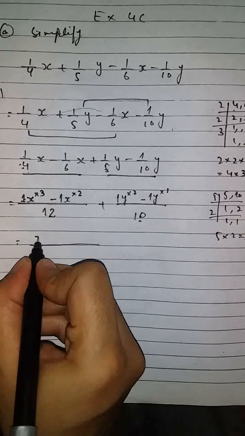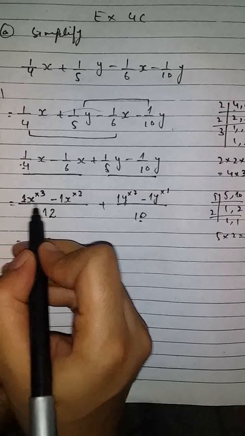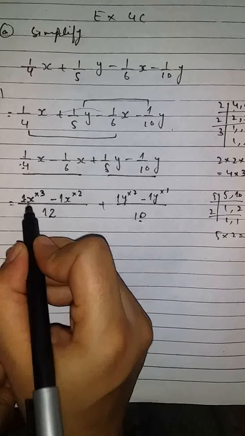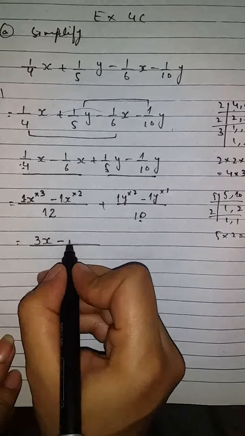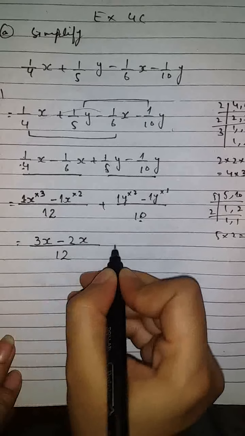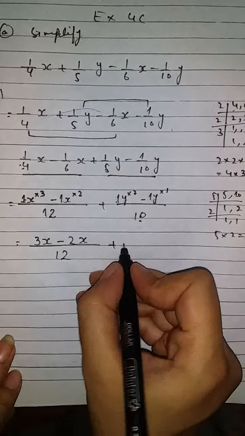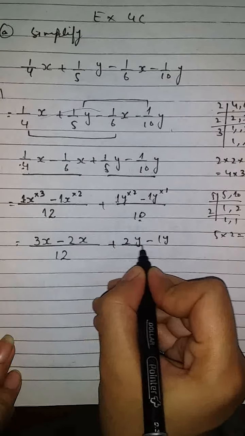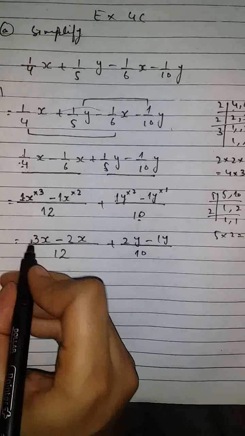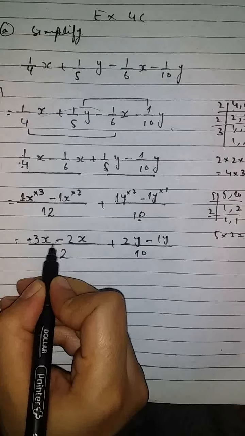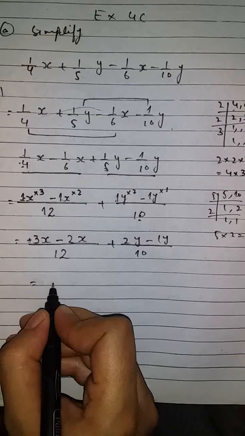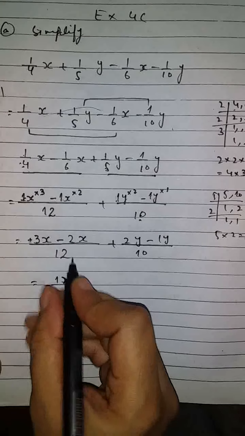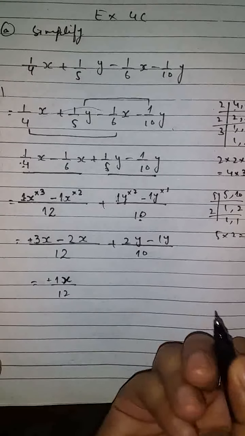3 1s are 3x. Now we multiply 3 with 1, then 2 with 1, similarly 2 with 1 and 1 with 1. Got it? 3 1s are 3x minus 2 1s are 2x and 12 as it is, plus 2 1s are 2y minus 1 1s are 1y divided by 10. There is no sign, it means there is a plus sign. Plus minus minus. 3 minus 2, we get 1x divided by 12. The biggest value is 3 and it has a positive sign, so we put positive.